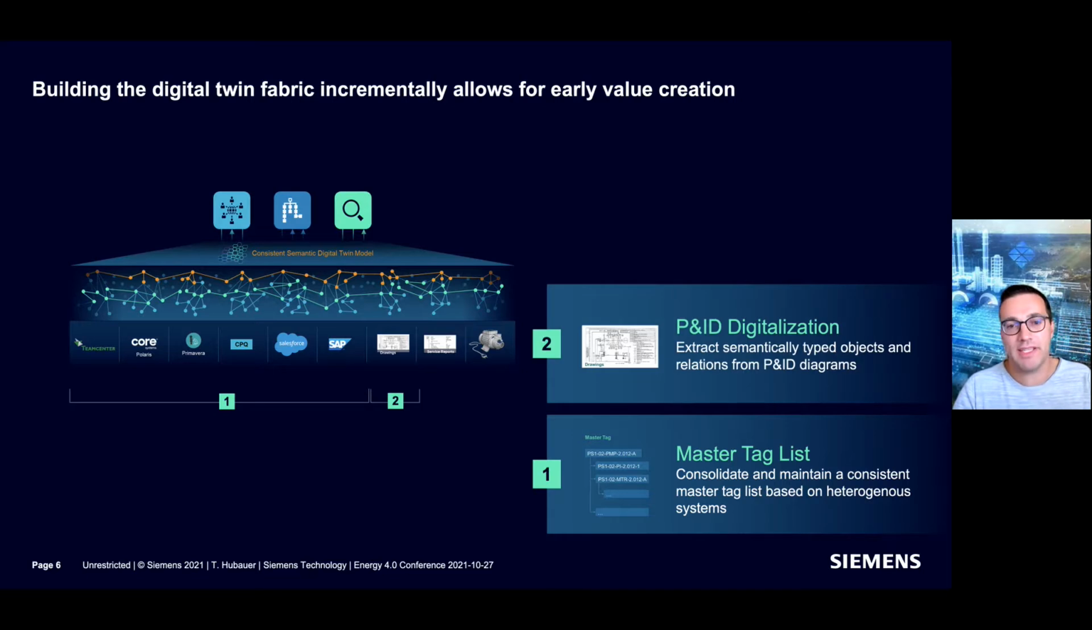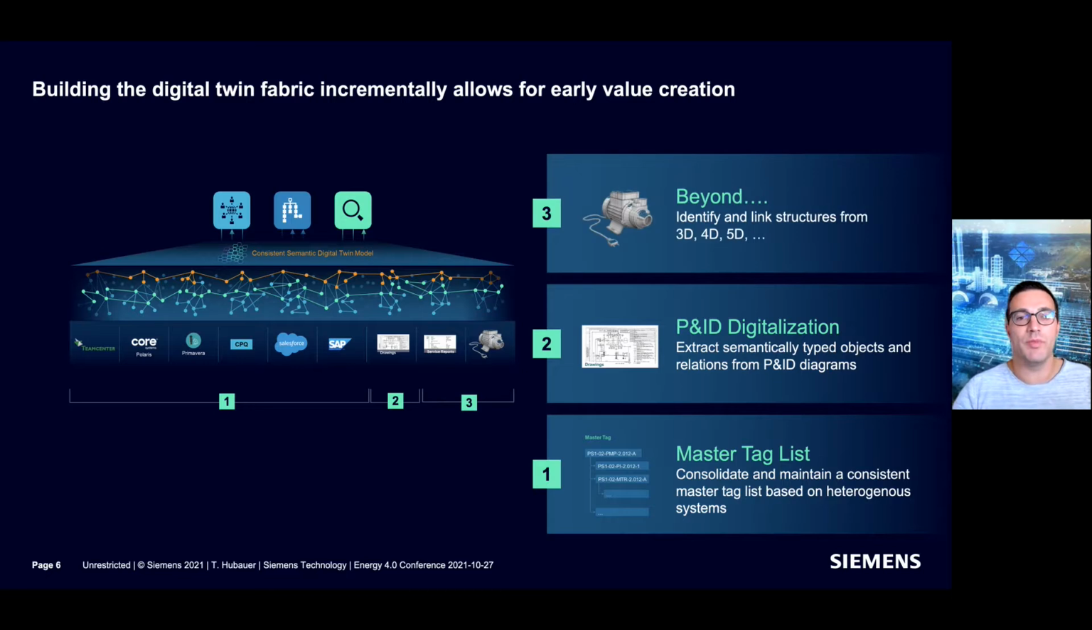On top, a potential next step is including information that's contained in documents. One typical example, which I will go into in a bit more detail later, is P&ID digitalization. Here, what we're doing is extracting semantic information from 2D drawings, so-called piping and instrumentation diagrams, and bringing this information together with the information we already get from the structured systems. And then on top, you can, of course, go beyond and bring in 3D data and maybe even other types of data, be it time series, whatnot. The important part is really to start creating value early.